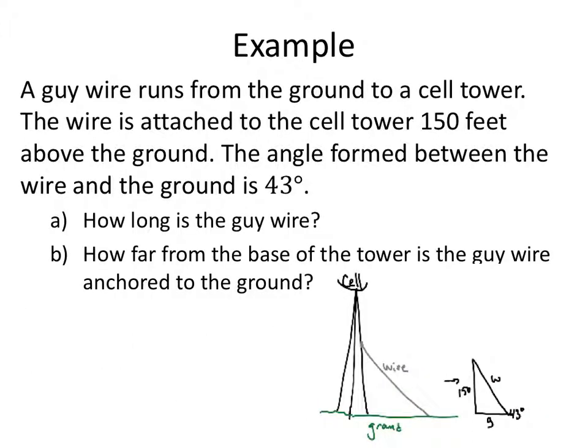A guy wire, did you know that that's what they were called, guy wires? A guy wire runs from the ground to a cell tower. The wire is attached 150 feet above the ground to the cell tower. The angle formed between the ground and the wire is 43 degrees. I want to find how long the wire is, and I want to know how far away from the tower it is attached to the ground. So the visualization of the situation can be made into a nice basic right triangle. A height of 150. I don't know the length of the wire. I don't know the distance on the ground, but I do know this angle between the ground and the wire is 43 degrees. Let's see what we can do.